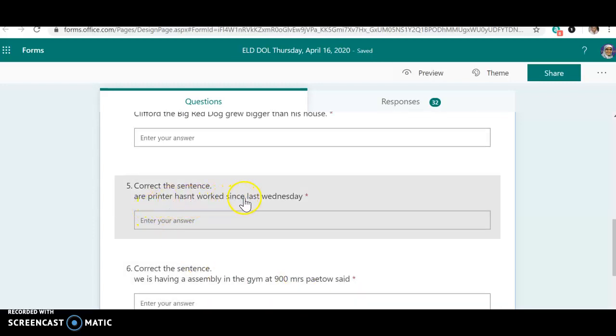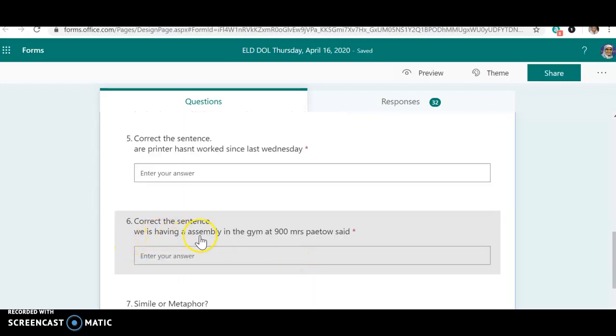Our printer hasn't worked since last Wednesday. Our printer, the correct spelling is O-U-R and we start with a capital O. Hasn't is a contraction of has not, so we put an apostrophe between N and T. Wednesday is a proper name of a day, so capital W, then a period.